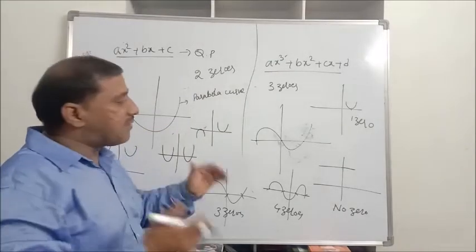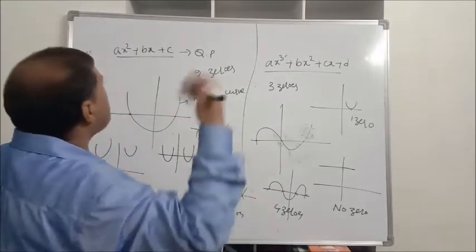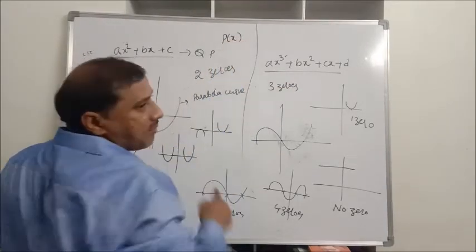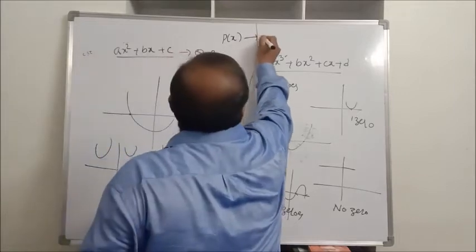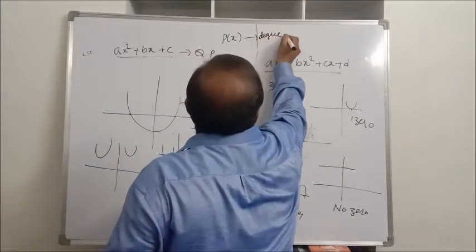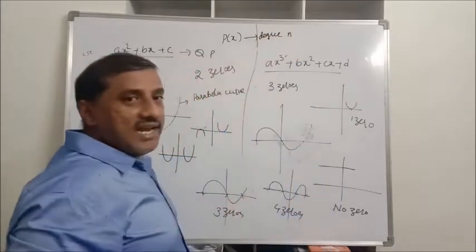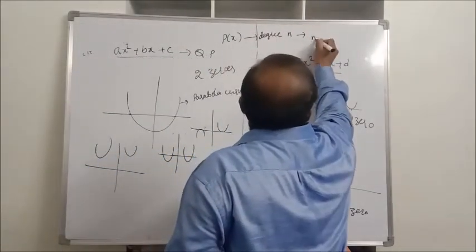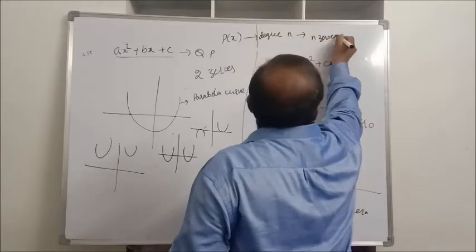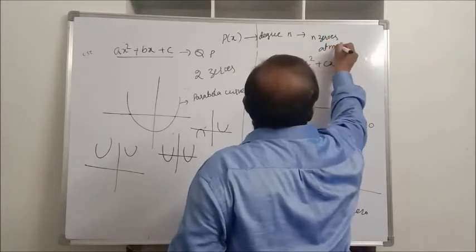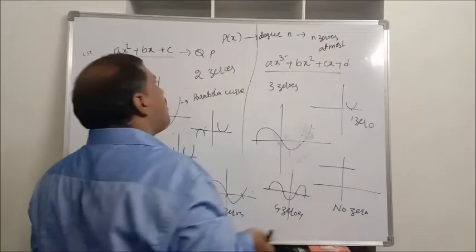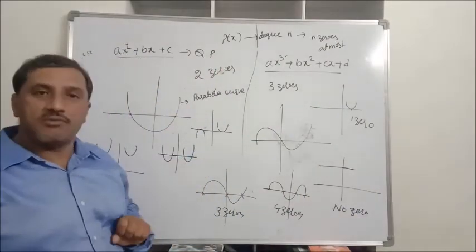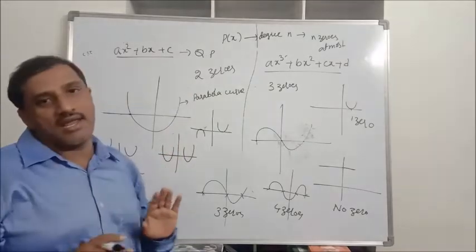3 zeros. From this we can conclude, for any polynomial p of x whose degree is n, how many zeros will it have? n zeros at most. At most means maximum. Any polynomial with degree n will have n zeros at most. That is, the maximum number of zeros is n.